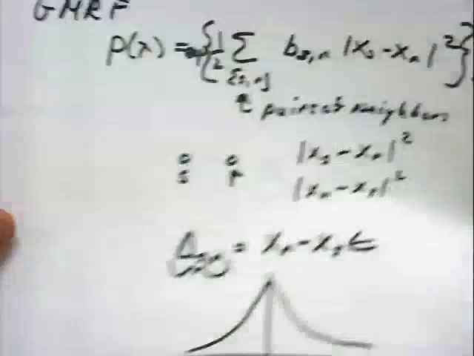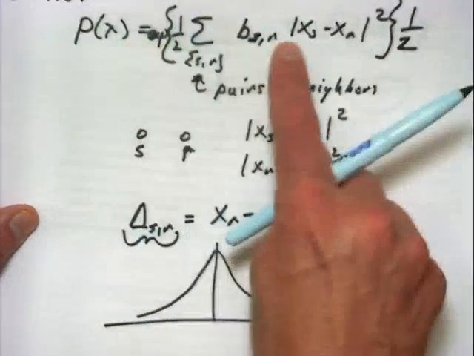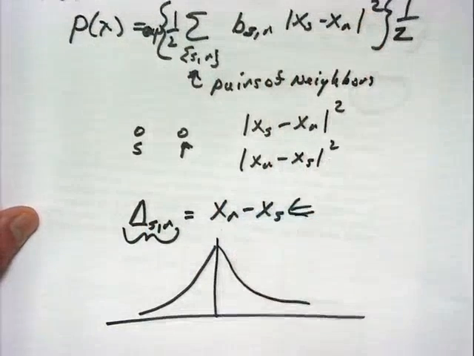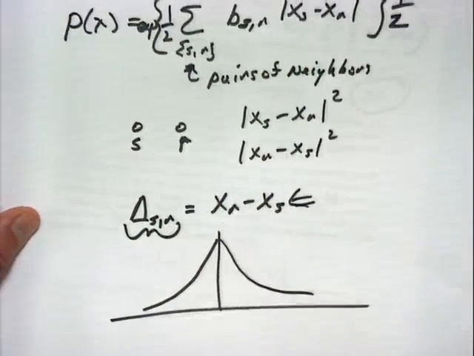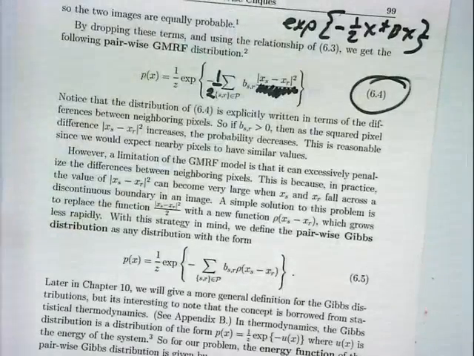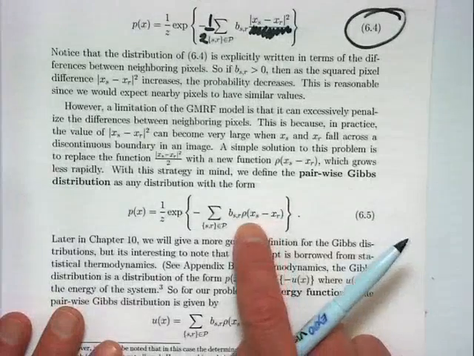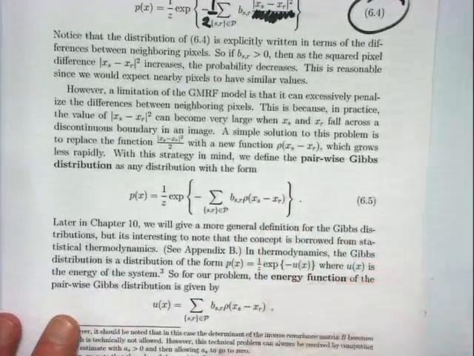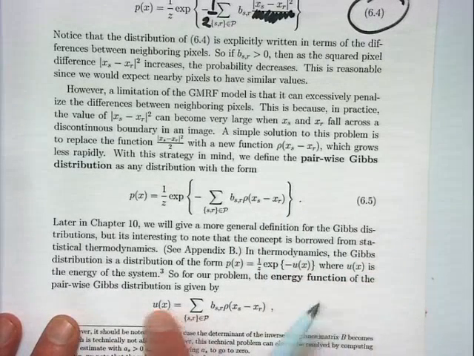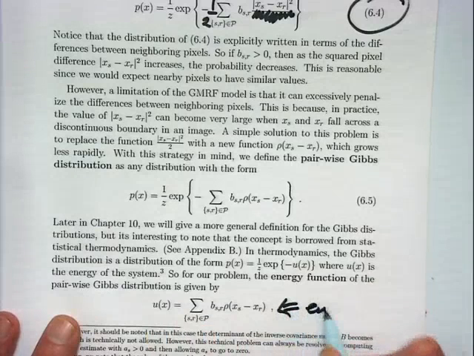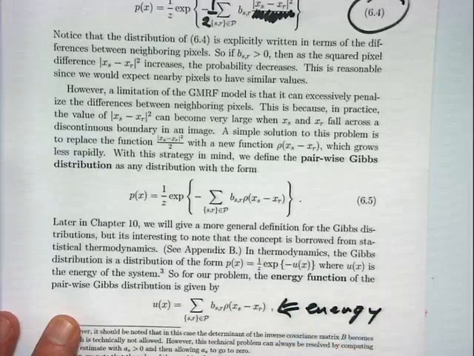The problem is right now we're using X S minus X R squared. So as that difference becomes large, the probability of that event becomes much smaller rapidly. So instead what we're going to do is replace that function with something else. We'll put in some function here, rho of X S minus X R. Later we're going to talk about how that function might be chosen. And then this thing here is called the energy.